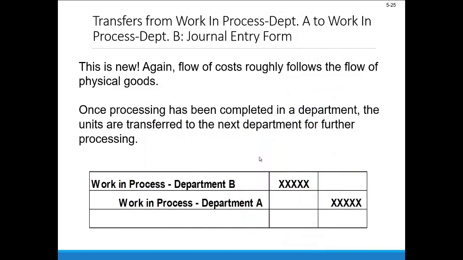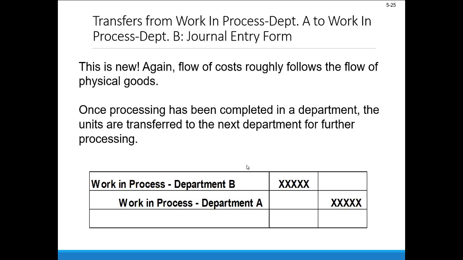Okay, finally we have a new entry. So I'm going to asterisk this, highlight it, star it, whatever. Since the flow of costs should roughly follow the flow of physical goods, we are going to be moving costs and goods from one department to another rather than just from work in process to finished goods. So let's say department A has to do something in our example, and then department B does something, and then these things are finished and ready to sell.